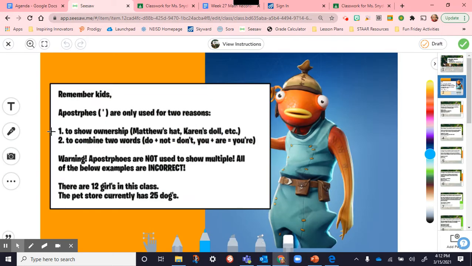So we started off with apostrophes. So remember, those are used for 2 different reasons. Number 1, to show ownership. So if I say Miss Snyder's protractor, or Matthew's hat, or Karen's doll, that apostrophe S shows me that whatever word is following, that person owns it, like that's Matthew's hat, or that's Karen's doll, or this is my protractor.